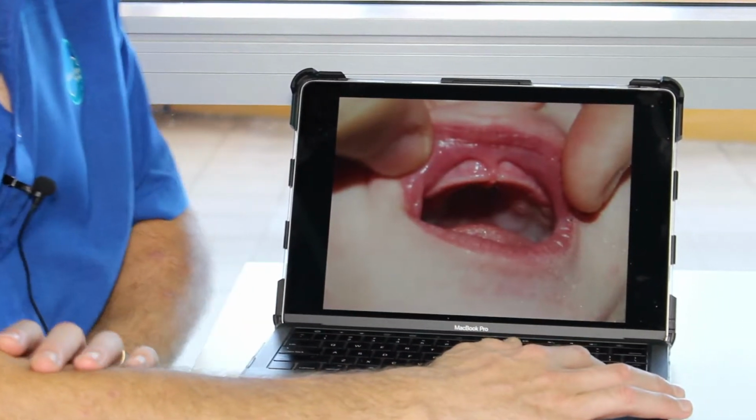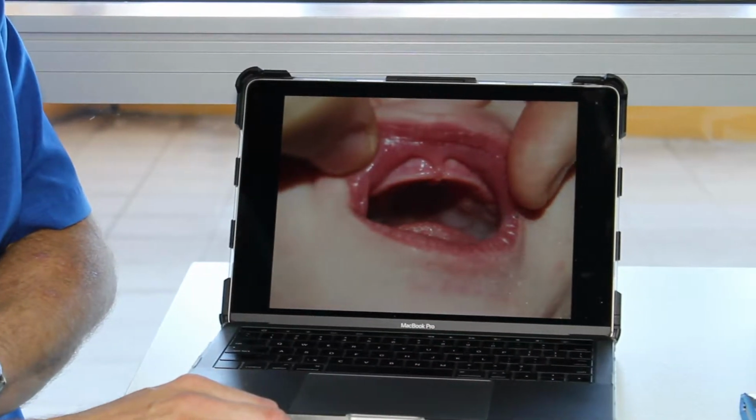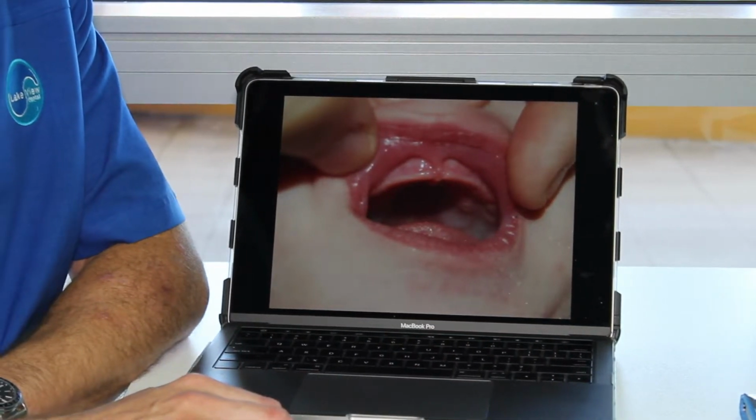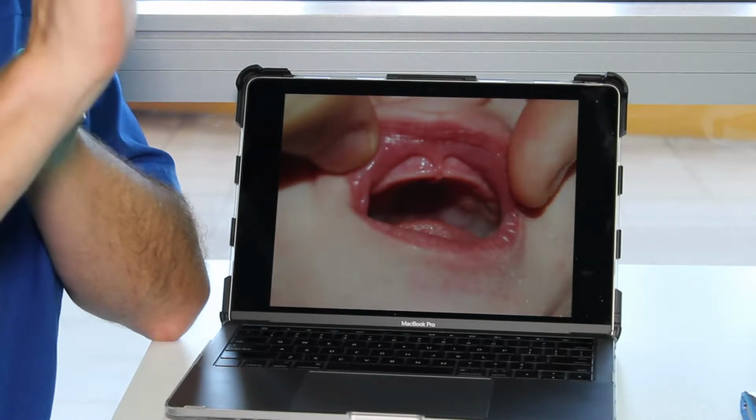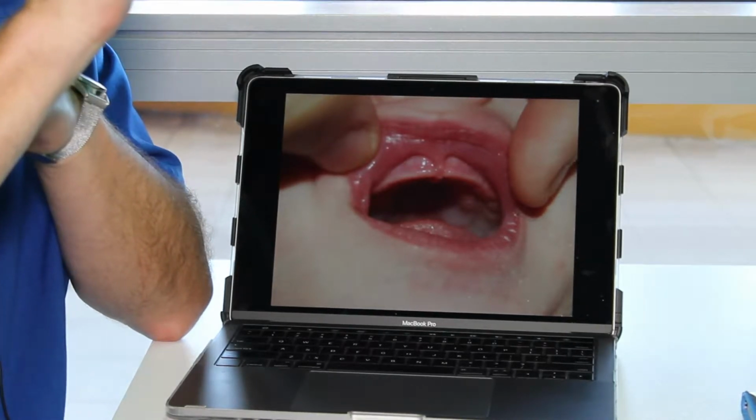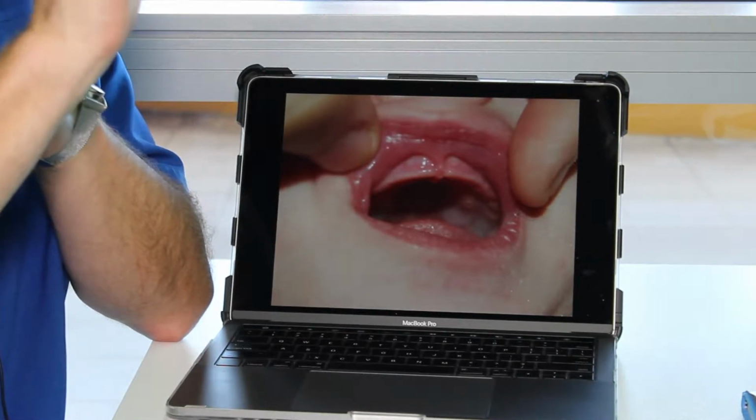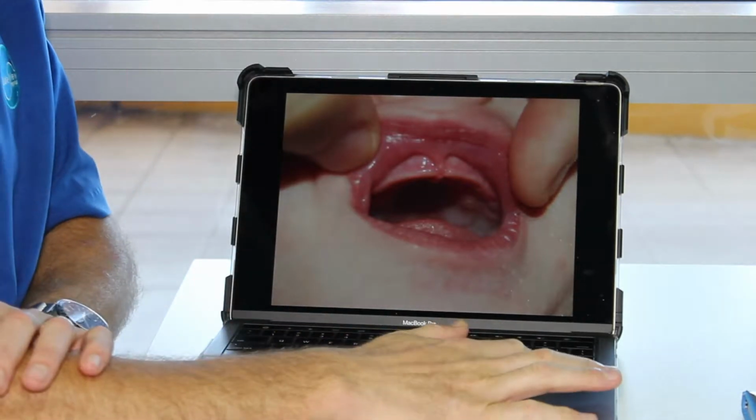So, the same with lip tie. Again, it needs to be a functional diagnosis. If that baby can't latch on because they can't extend the lip, then we need to look at that.